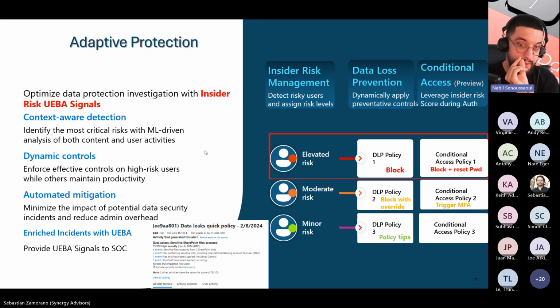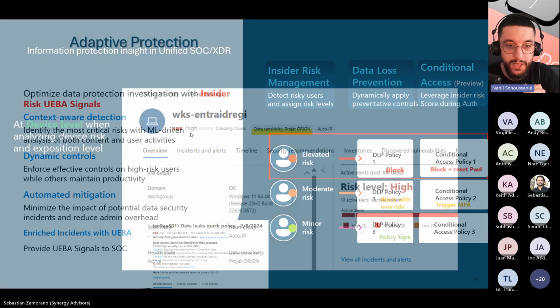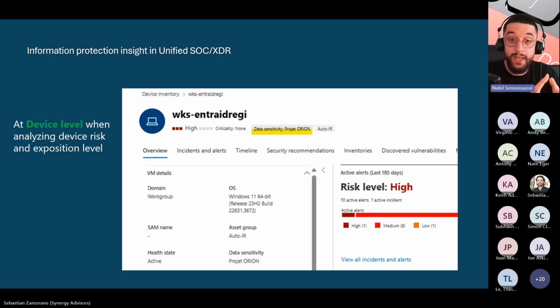The thing that is very insightful is that by adding this adaptive protection in your strategy, you are providing your security team behavior signals that will be very useful for the XDR part of your SOC analyst to facilitate and optimize incident response and remediation. So if you continue, Sebastian, we will have some examples in terms of investigation in the next slide.